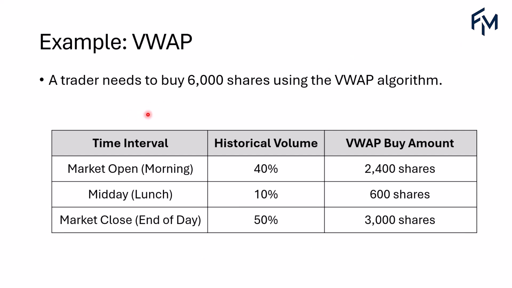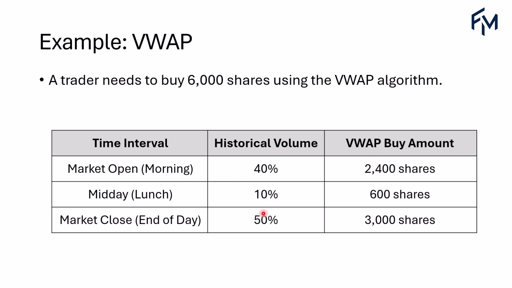Now, in this scenario, a trader needs to buy 6,000 shares using the VWAP algorithm. Unlike the steady drip of a TWAP, the VWAP algorithm is going to allocate those 6,000 shares based on historical volume patterns. Take a look at the data in the table to see how the U-shaped curve we discussed earlier actually works in practice. So during the market open in the morning, historical data shows that 40% of the daily volume usually occurs. Following that lead, the algorithm executes a large portion of the order. So 40% of 6,000 shares would be 2,400 shares. This is to match that high liquidity.